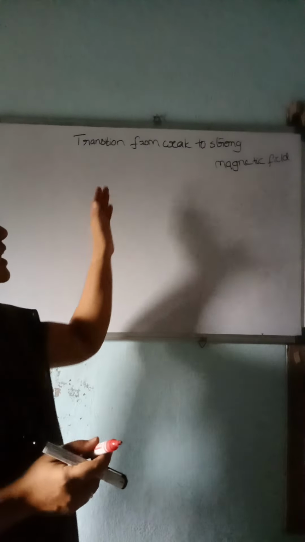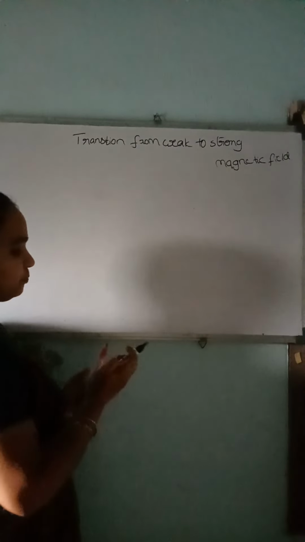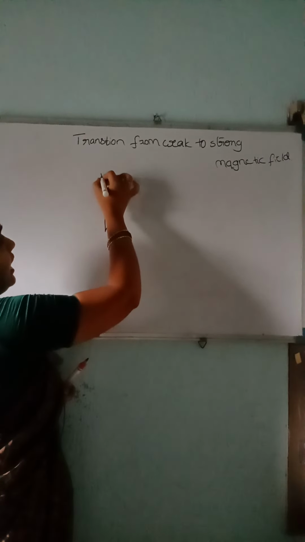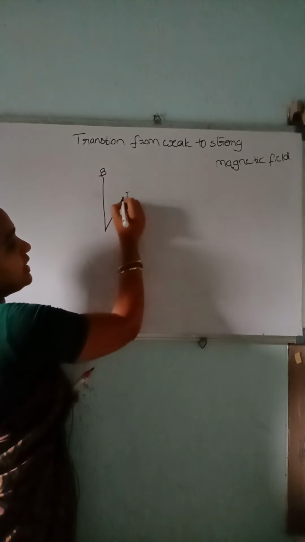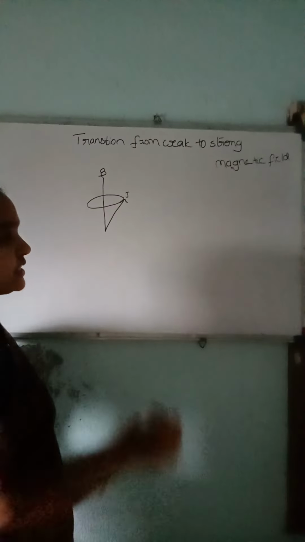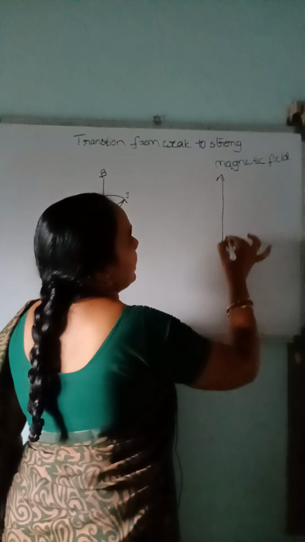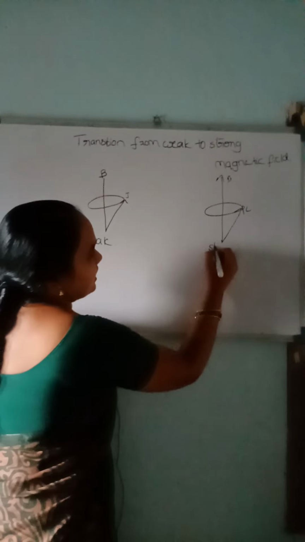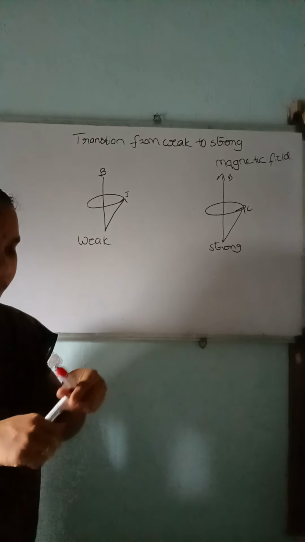Good morning students. In Zeeman effect, the last topic is the transition from weak to strong magnetic field. So again I am repeating, in the external magnetic field, in a weak magnetic field, J vector will precess around the external magnetic field, whereas in a strong magnetic field, L vector will precess around the external magnetic field. This is the interaction of atom with a weak magnetic field and strong magnetic field.